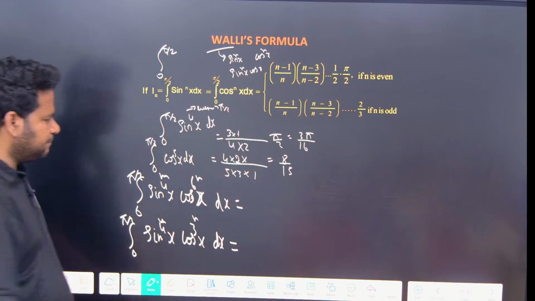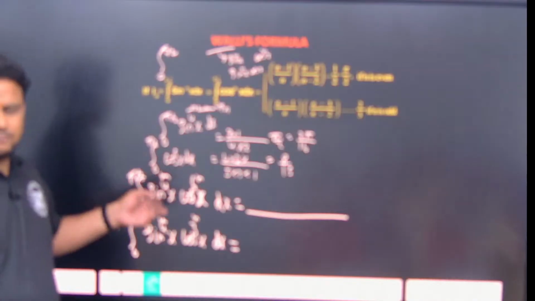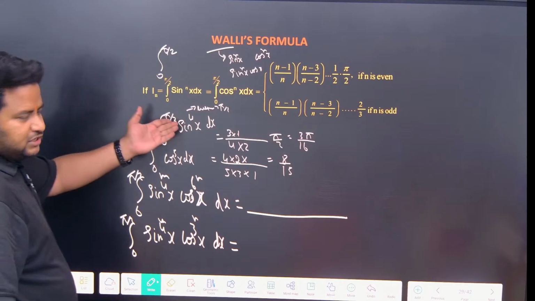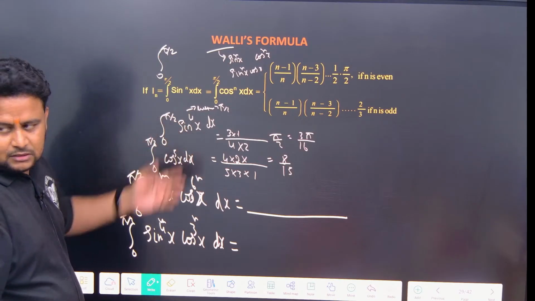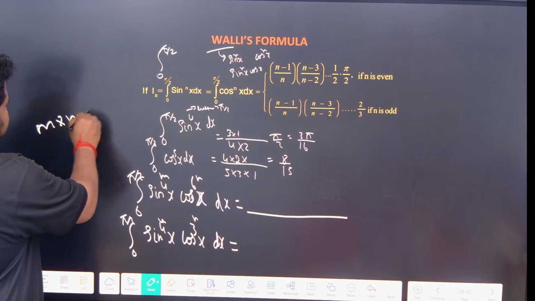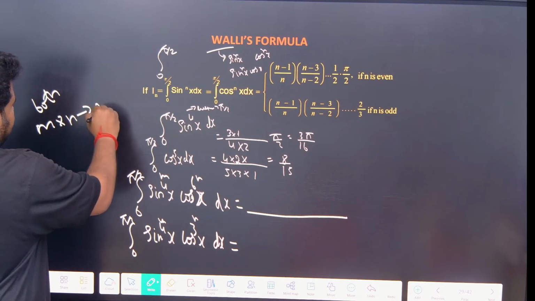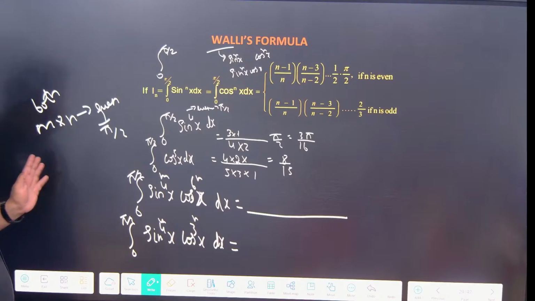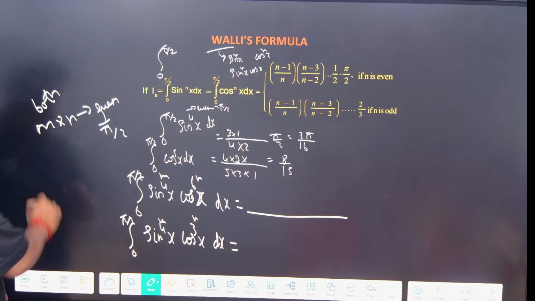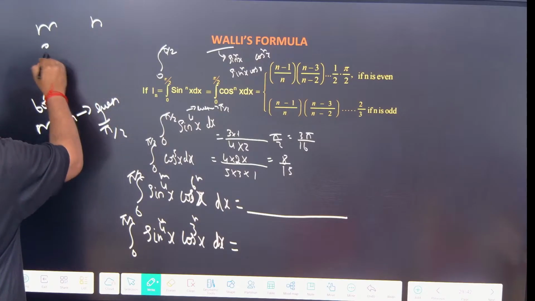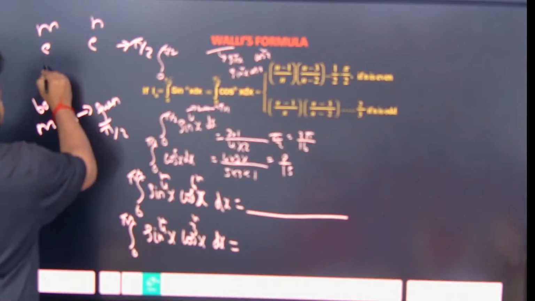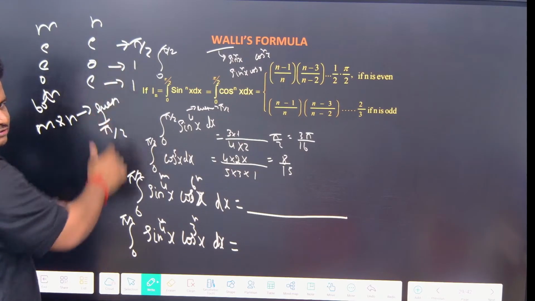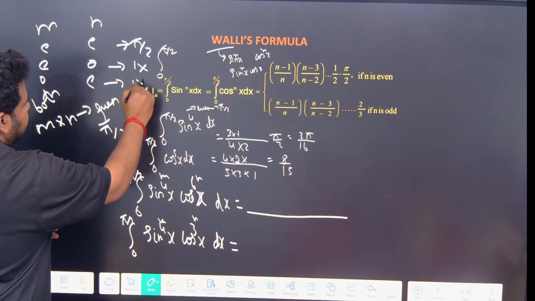So first thing is the denominator. Both m and n should be even. If both m and n are even, you should write pi by 2. If out of m and n only one is even and one is odd, you should not write pi by 2. Suppose m, n are even, even, you should write pi by 2. Even, odd or odd, even, you should write just 1, that is nothing but you should not write pi by 2.